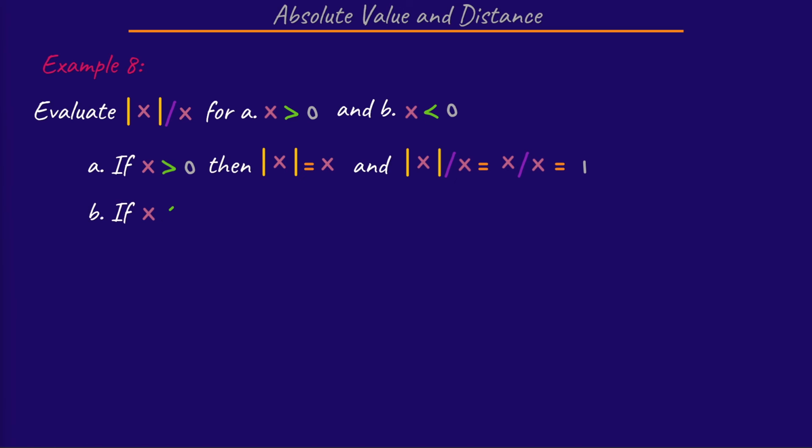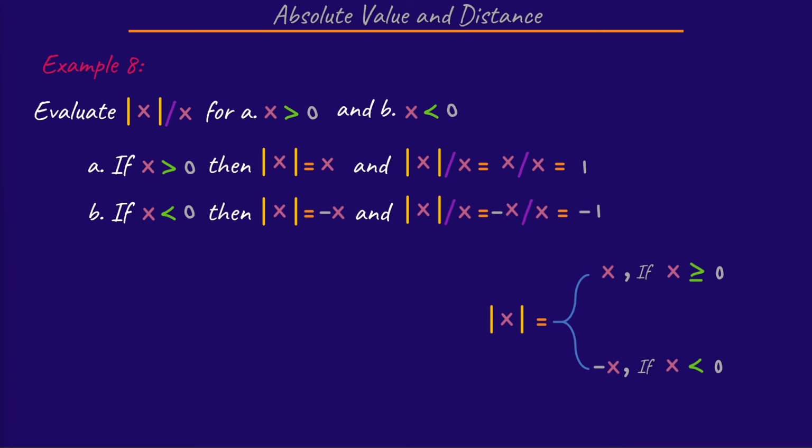For b, if we have x less than 0, so we have a negative number, then the absolute value of x will be multiplied by a negative sign to convert it into a positive number. And the absolute value of x over x will be equal to negative x over x, and this will be equal to negative 1.